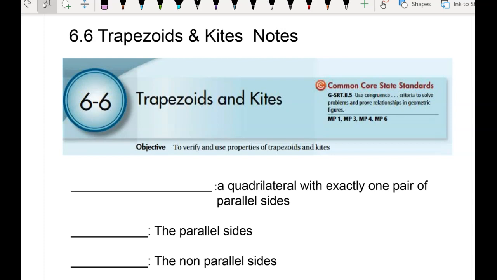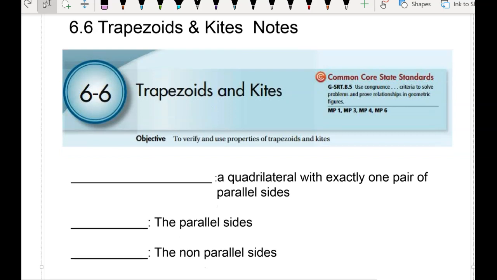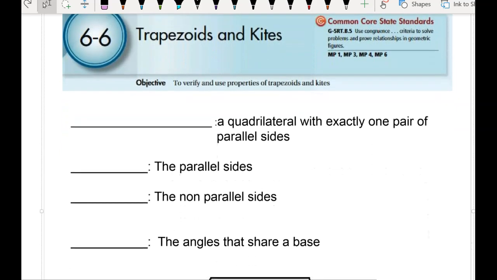Okay, this is section 6.6. When we finish, we want to be able to verify and use properties of trapezoids and kites. So the first thing we're going to do is start off with some terminology. So we want to know what is a quadrilateral with exactly one pair of parallel sides.